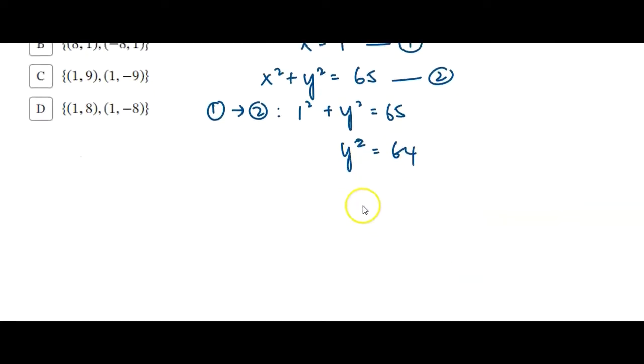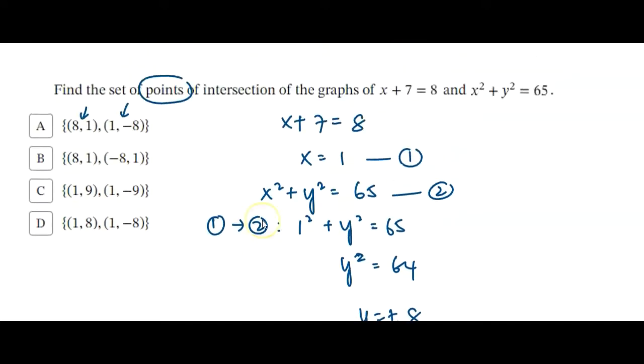Then y equals positive or negative 8. So just scroll up to see the answers A, B, C, D, checking for y equals positive or negative 8. See, this is the value of y. Of all the options, only option D has the y values 8 and negative 8. So definitely the answer has to be D.